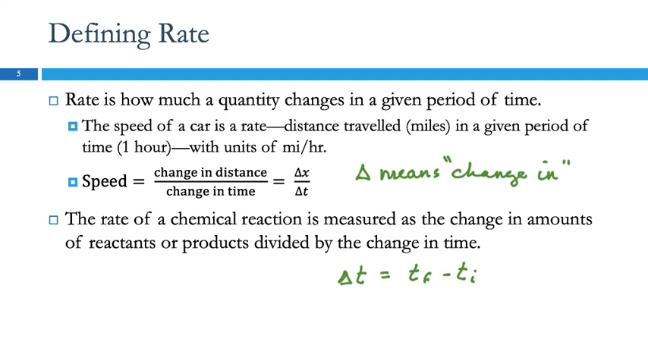So for a chemical reaction, instead of distance traveled, we're looking at changes in the amounts of either the reactants or the products over the course of time. Any questions?